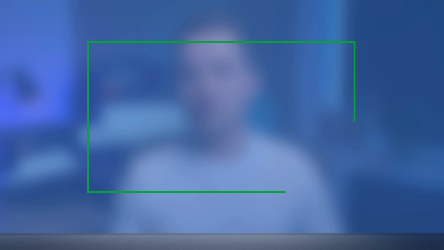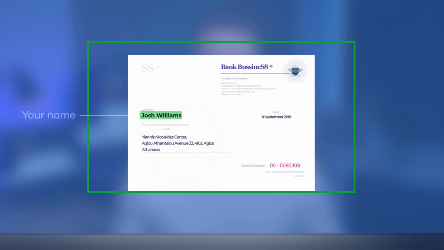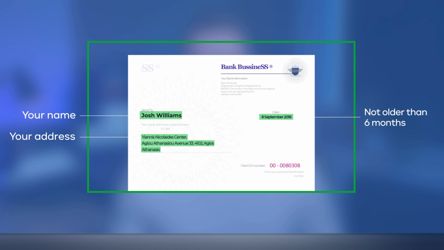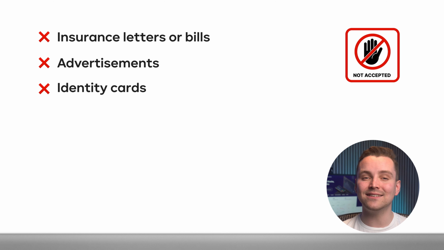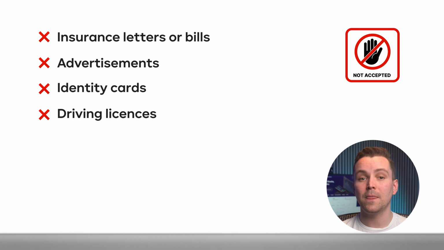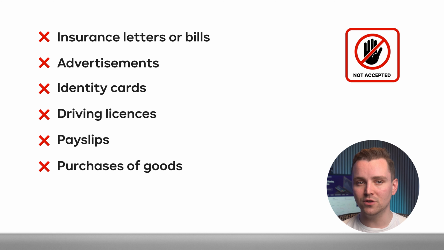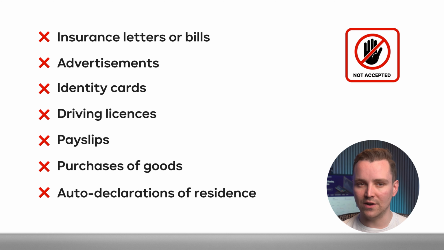Whatever document out of the aforementioned ones you are going to submit to prove your address, make sure it is a full or half-page copy of the document, which is not older than 6 months, shows your name and address, and has the logo of the bank, company, or stamp of the municipality. Please note that iqoption does not accept the following documents as proof of address: insurance letters or bills, advertisements, identity cards, driving licenses, payslips, purchases of goods, auto declarations of residence.